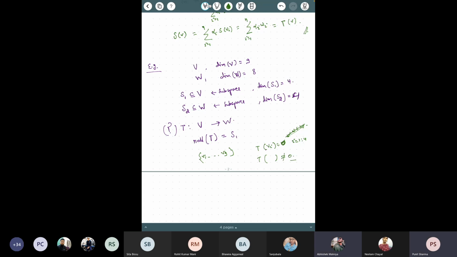Yes, sir. But then how do you ensure? From here you can say that the null space of T will have dimension 4. That I agree. But what we want is that the null space should be exactly equal to S1 here in the question.